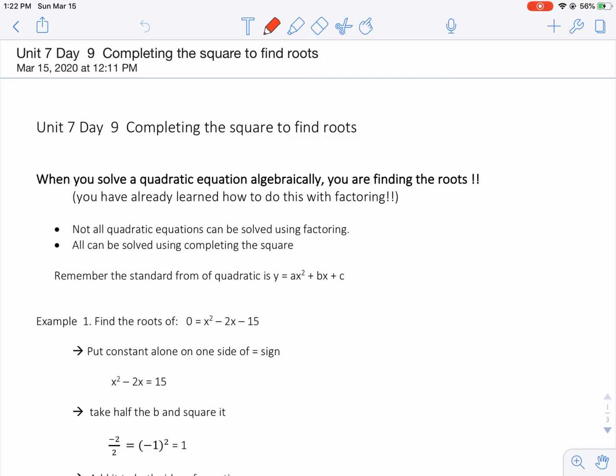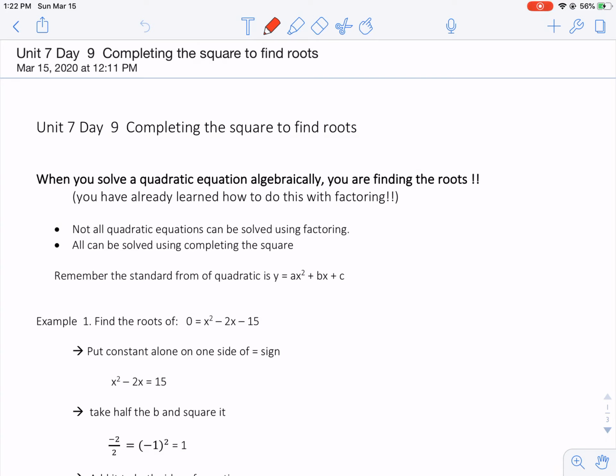So when you solve a quadratic equation algebraically, you are finding the roots. Remember, roots are where the parabola crosses the x-axis. You have learned how to do this with factoring already, and what you were doing in the Day 8 lesson was also finding the roots of special kinds of parabolas. But now we're going to do completing the square, because, like it says, not all quadratic equations can be solved using factoring, but all of them can be solved using completing the square.